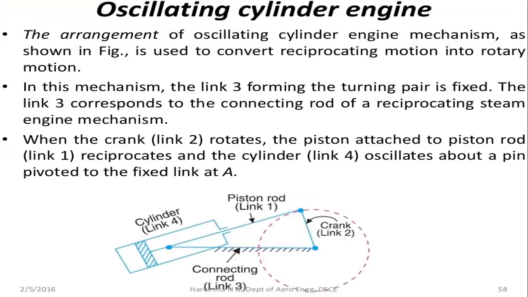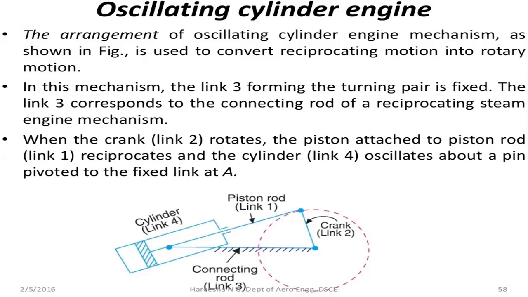So the next mechanism is the oscillating cylinder engine. You can see it in the picture also. The arrangement of this oscillating cylinder engine mechanism is to convert reciprocating motion into rotary motion. Generally, the slider crank mechanism is used to convert rotary motion into reciprocating motion. But the oscillating cylinder engine is used to convert reciprocating motion into rotary motion.